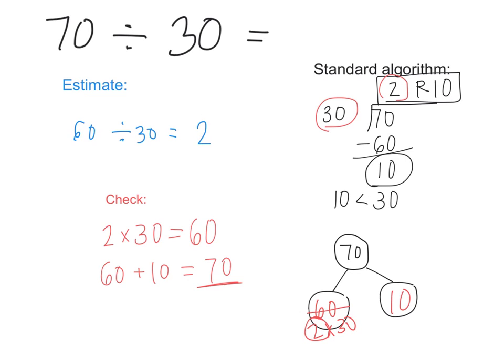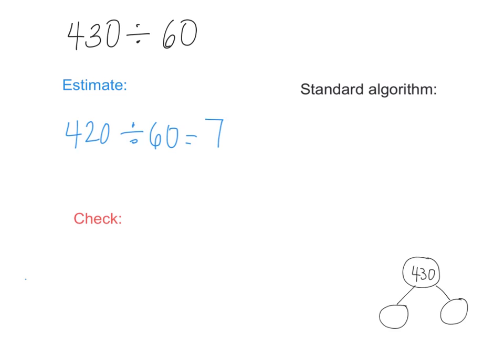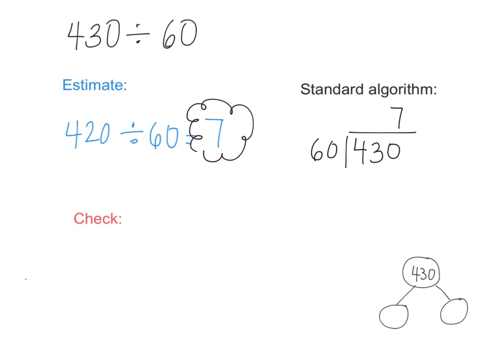It's important to start estimating first because when you start setting up your standard algorithm, 430, which is the whole, divided by the divisor of 60, do you know what quotient to try first? Yes. You know because the answer should be somewhere around 7. So what quotient should we try first? 7. It tells you where to start. You don't have to do 60 times 1 is 60. No, that's too small. 60 times 2 is 120. No, that's still too small. Let me try 10. 60 times 10 is 600. No, that's too big. You don't have to guess and check. You can just start with wherever your estimation was. Give me a thumbs up if that makes sense.